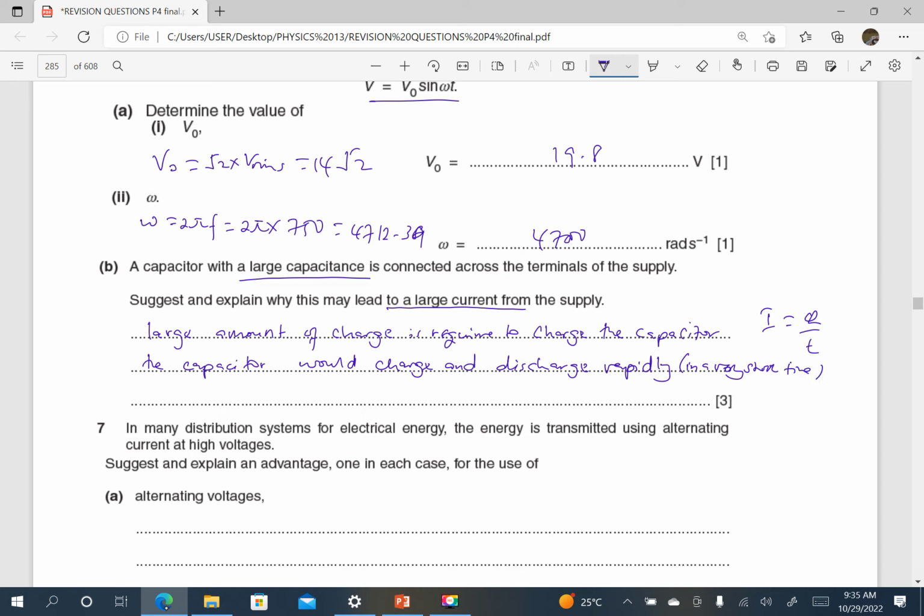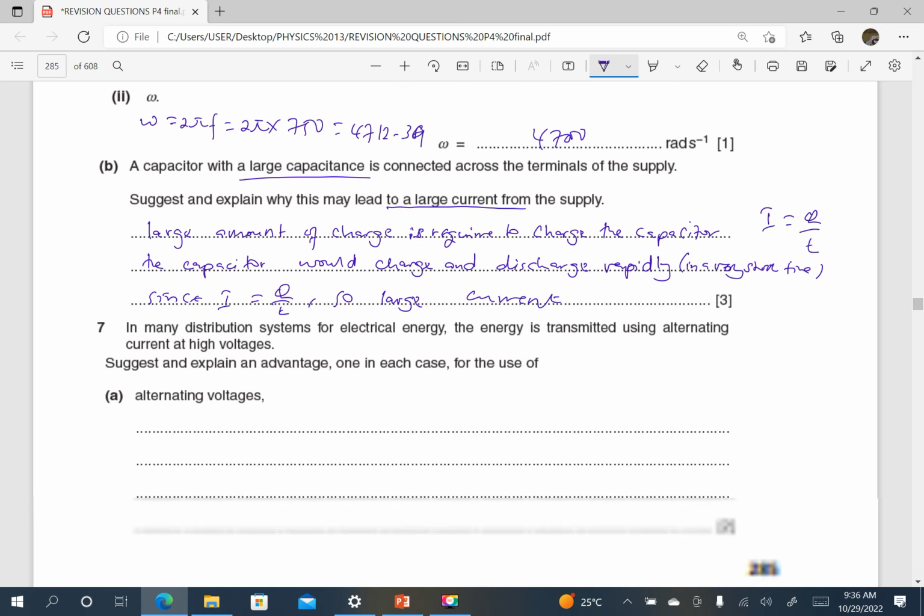Because it requires a large value of Q, since I is equal to Q over T. A large capacitor means it requires a large amount of charge to charge it, and the capacitor would still discharge rapidly when given a chance to do so. So it has a large charge and is discharging it in a very short time. If current is Q over T, there will be a large current.